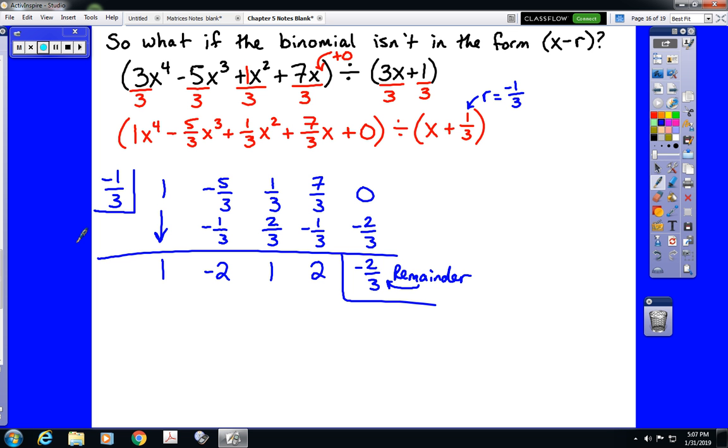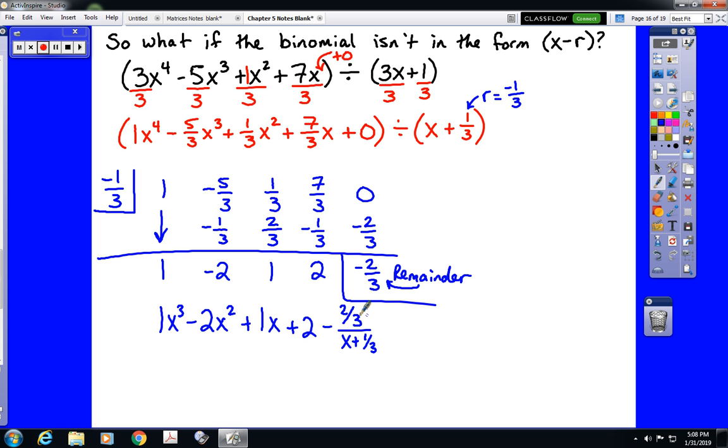Now, just like before, we're going to apply the same rules to attach variables to these coefficient numbers. So we started with x to the fourth. We divided by x, so our answer should start at x to the third. So we have 1x to the third minus 2x squared plus 1x plus 2. And then the remainder is problematic because our remainder would be 2/3 over x plus 1/3.